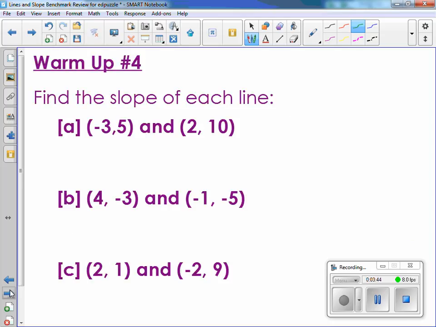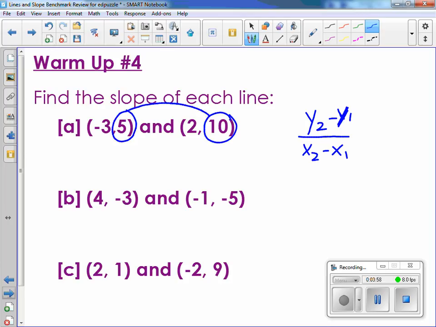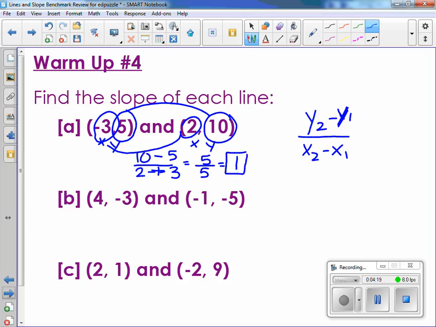All right, now is using the slope formula, and if you remember the slope formula, it's y2 minus y1 over x2 minus x1, and we do 10 minus 5 on top because those are our y's. So it's 10 minus 5 over 2 minus a negative 3. Double negatives turn into a positive. 10 minus 5 is 5. 2 plus 3 is 5. So simplifying that, 5 divided by 5 is 1. All right. Why don't you try the next two on your own?